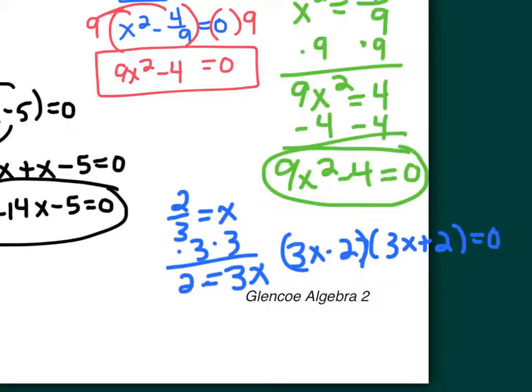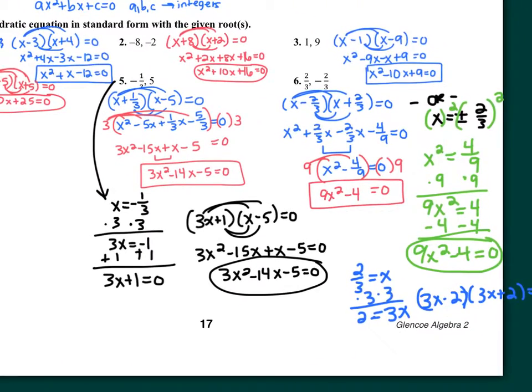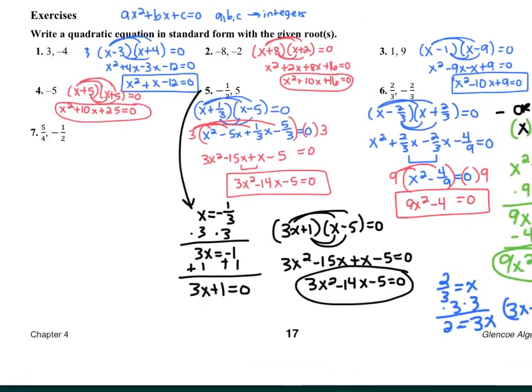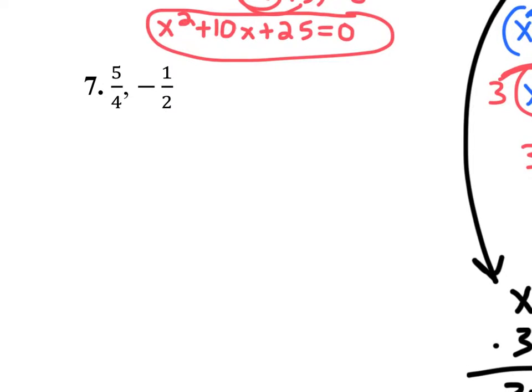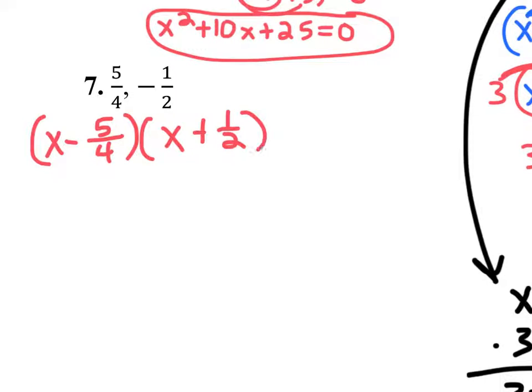and then multiply that out, and you get the same answer. So for that one, there's a lot of different ways to do it. Last one, number 7. This one's tricky. Well, it has two fractions, not super tricky. The binomial factor that gives me 5/4 as an answer is x minus 5/4. The one binomial factor that gives me negative 1/2 as an answer is x plus 1/2.